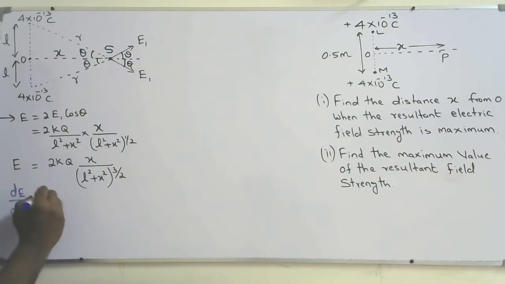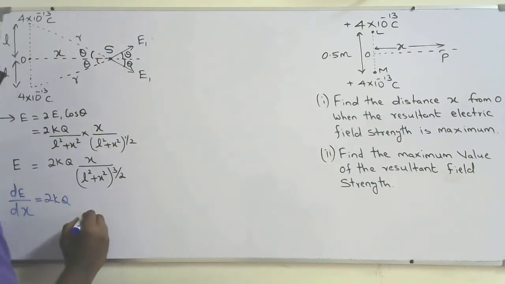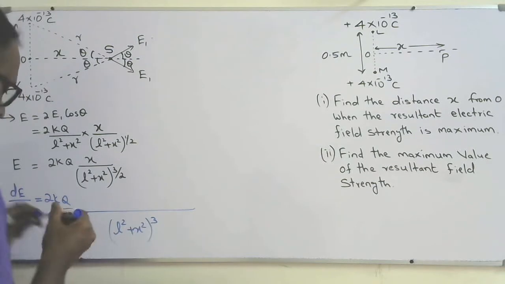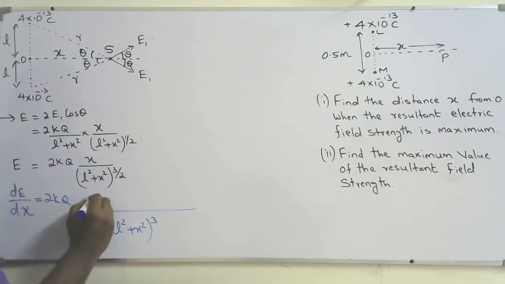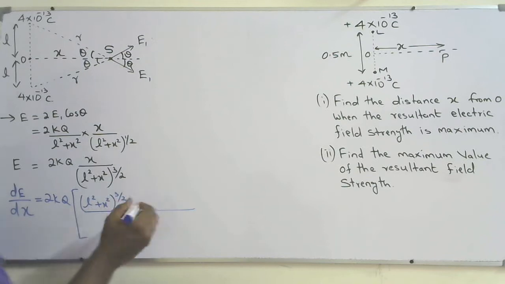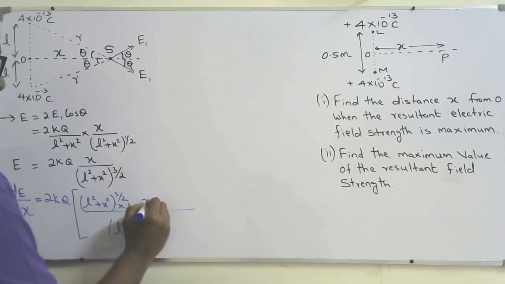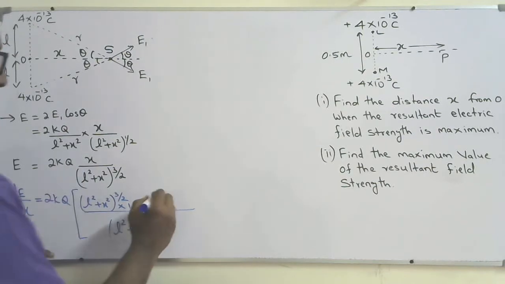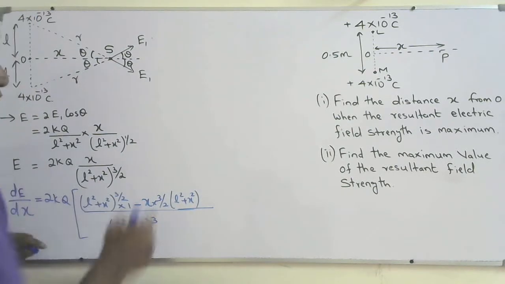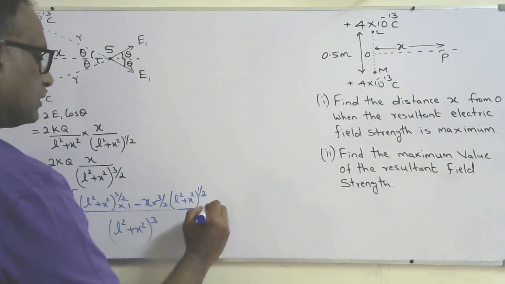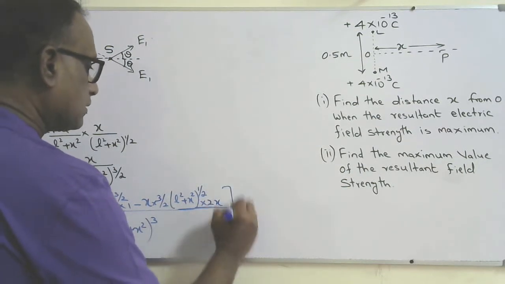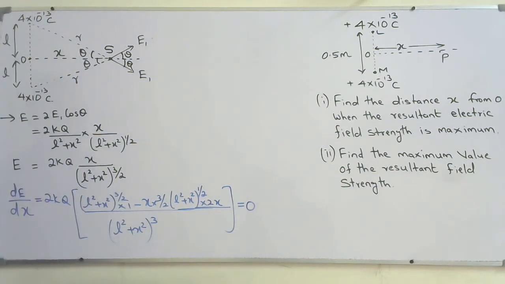We'll differentiate it. So 2kq, and write L squared plus x squared to the power 3 by 2. dE/dx is equal to 1 minus x into, differentiate this denominator, it will be 3 by 2 times L squared plus x squared to the power 3 by 2 minus 1, which is half, so that means square root, into, differentiating inside the function, 2x. This should be equal to 0 at maximum.